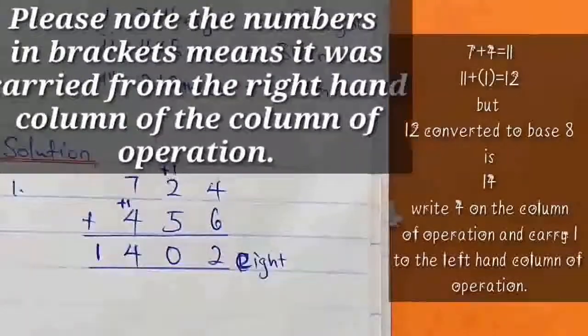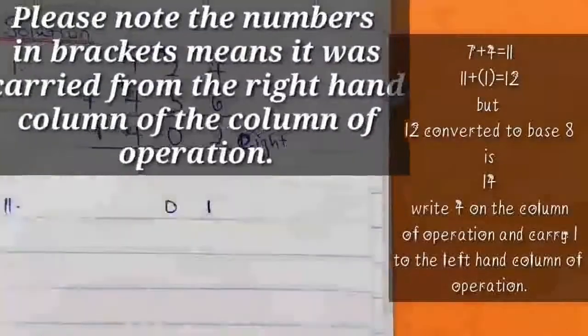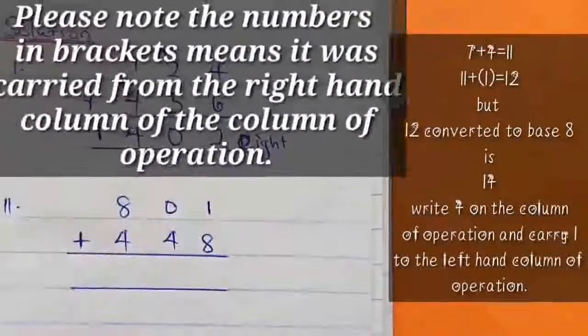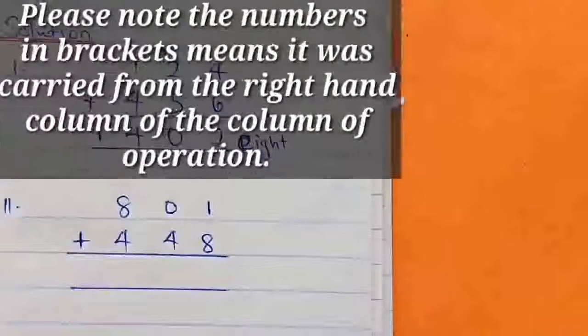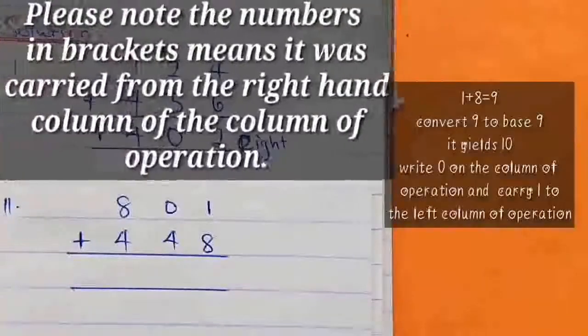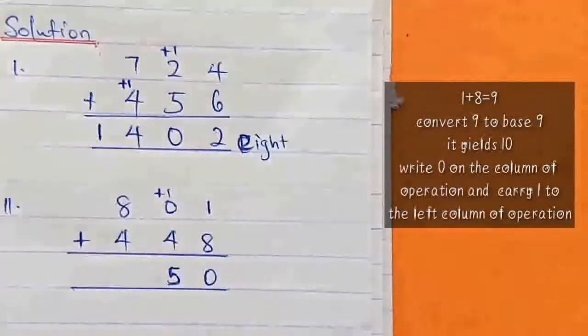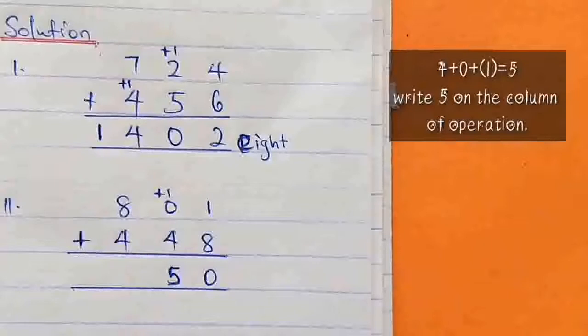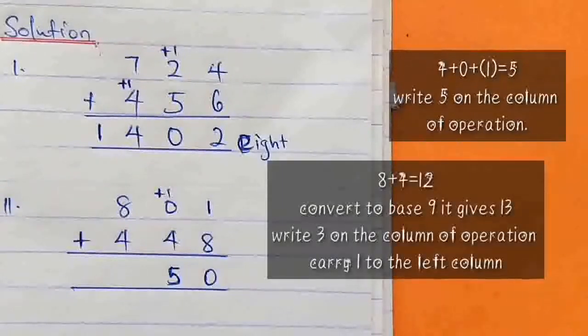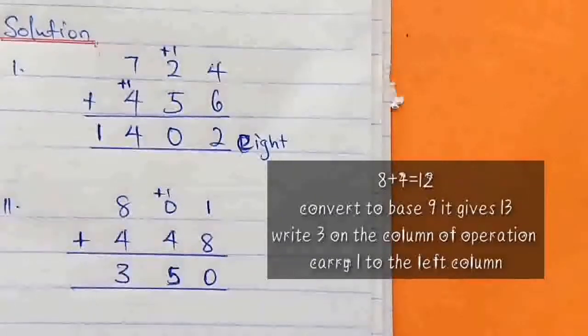Let's do the question in base 9. This is in base 9. Therefore, 1 plus 8 will give us 9. Converting 9 to base 9 will give us 1, 0. We write 0, carry 1 to the other column. 1 plus 4 will give us 5. 8 plus 4 will give us 12. And we convert 12 to base 9. We will have 1, 3. We write 3 and carry 1 to the other column. Since there is no other number here, we write down the 1.